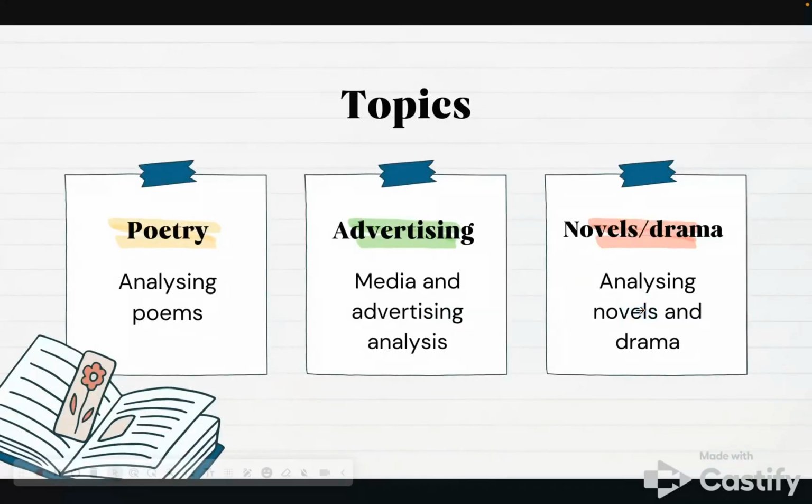What kind of topics will we cover in grade 10? Well, this is not all of them, but these are just some examples. You may look at poetry and analyse a collection of different poems. You may look at media and advertising analysis, and you may also analyse other texts such as novels or drama. The important thing to remember is that we cover a range of literary and non-literary texts in this course.